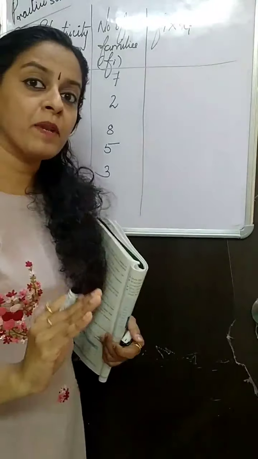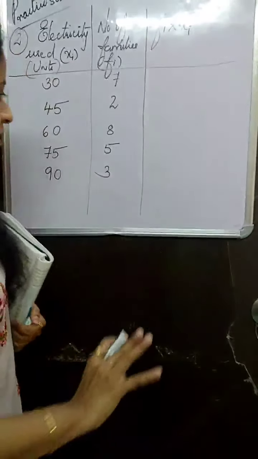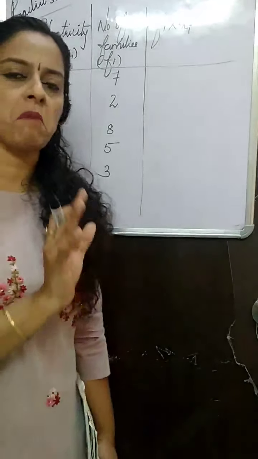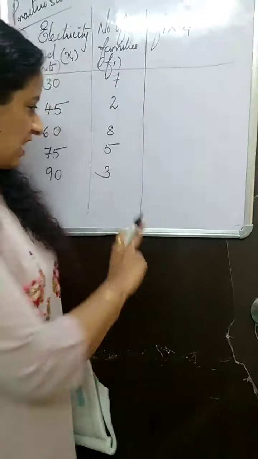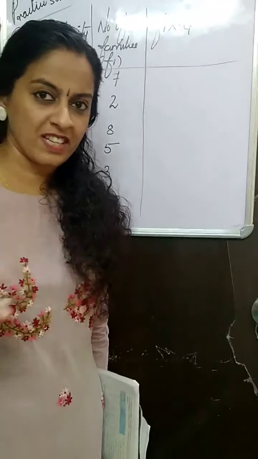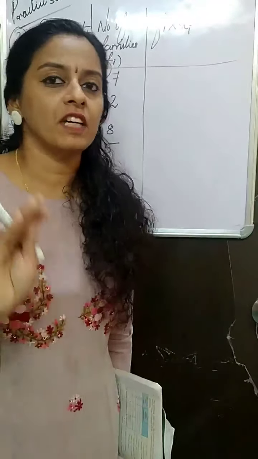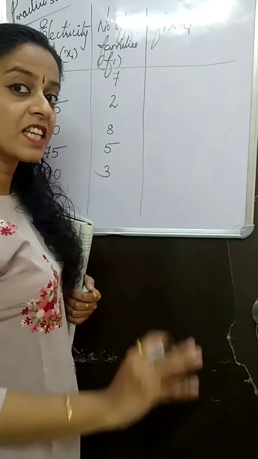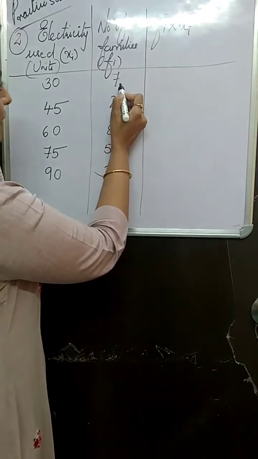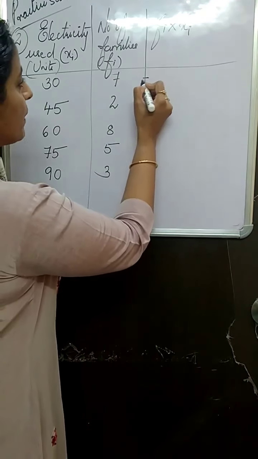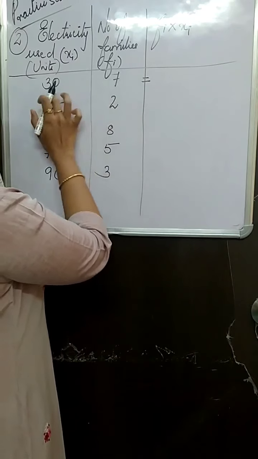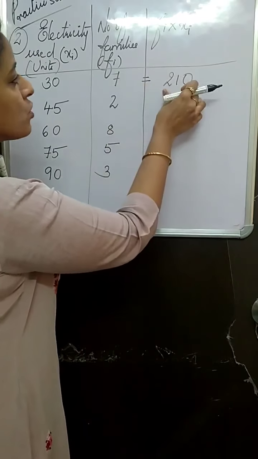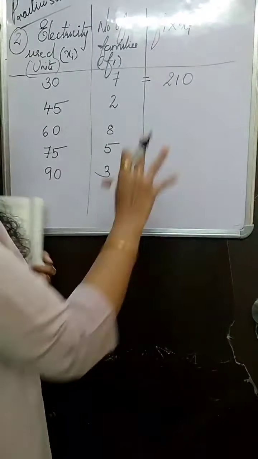Understood? How many families consumed maximum units of electricity? The highest number here is 90. 3 families consumed maximum units of electricity. Okay, so this is not good. We should not waste electricity. We have to conserve electricity. Now let us find out the total units of electricity consumed. 7 families consumed 30, so the total of 7 families will be 7 into 30, 210. So total 7 families consumed 210 units of electricity.